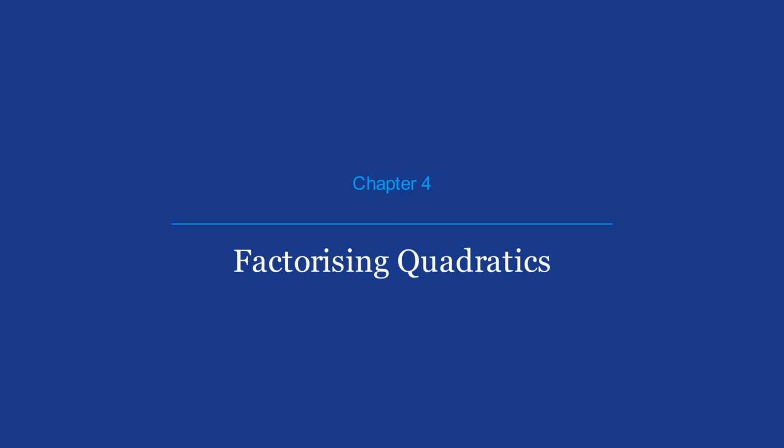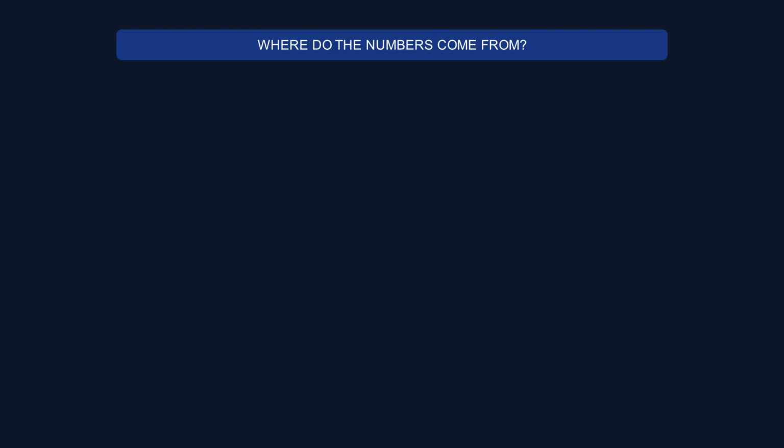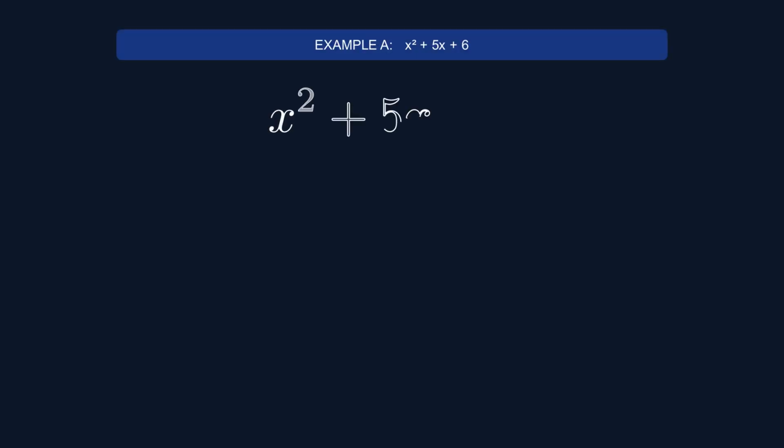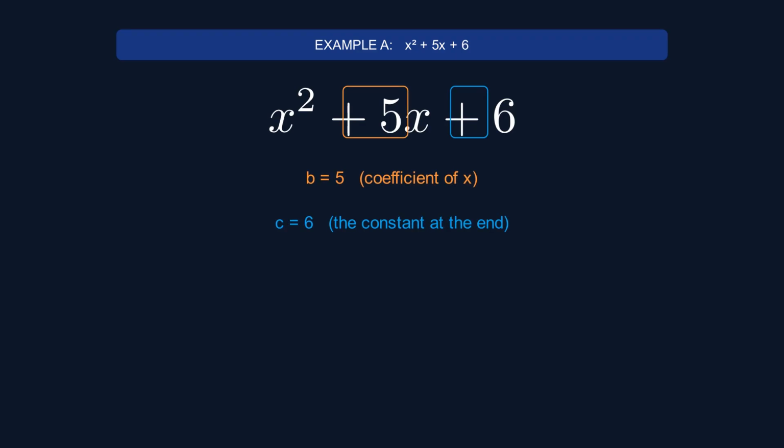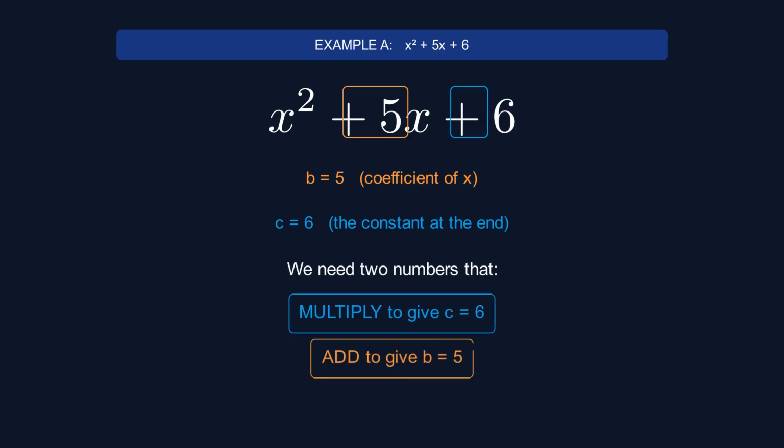Chapter 4. Factorizing quadratics. Quadratics are expressions in the form x squared plus bx plus c. b is the coefficient of x, and c is the constant term. In an example, x squared plus 5x plus 6, 5 is the coefficient of x, and 6 is the constant. We need to find two numbers that when you multiply, you get 6, and when you add, you get 5.